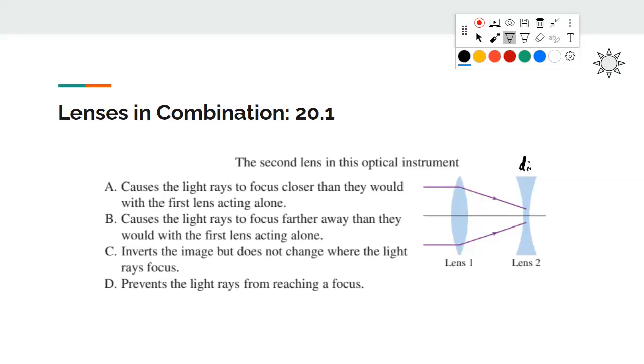So this is a diverging lens. And so generally it's going to cause the light to separate out. So even though it's being focused by lens 1, this second lens is going to cause the light to spread out. And so it prevents it from coming to a focus, creates a virtual image.